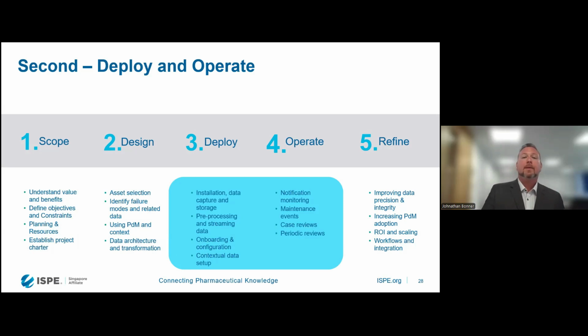From there, we get into the deploy phase, which is about making the data move. So if there is need for additional hardware installations, sensor, data collection, and so on, that gets done, that the data is then processed and streaming through to the cloud. We make sure that the assets are onboarded, the users are onboarded and trained, and any contextual data is also fed in to the application. We then go to operate, which runs through a best practice approach on using the application. So how to monitor notifications, how best to add in maintenance events, how to do daily, weekly, or monthly case reviews, as well as periodic reviews of the system.